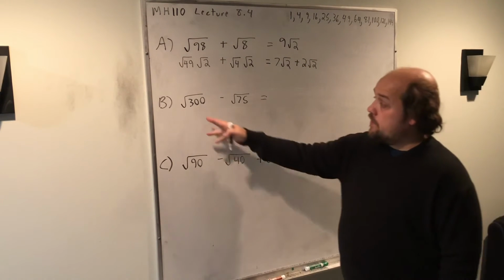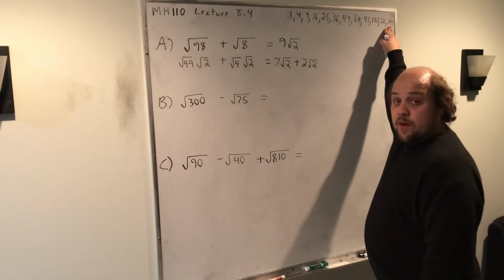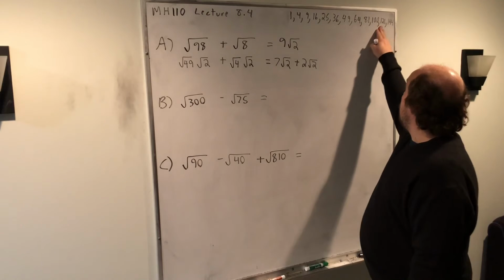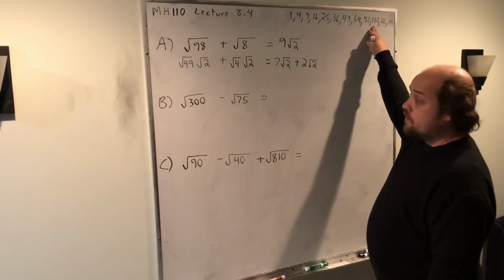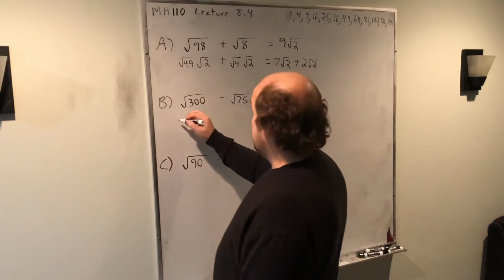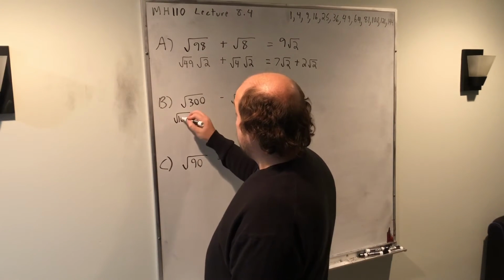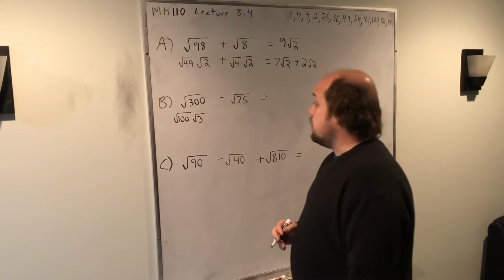For B, if I look at 300, I'm going to start with 144. 300 divided by 144 doesn't give me a whole number. 300 divided by 121 doesn't give me a whole number. 300 divided by 100 does. It gives me 3 times 100. So I'm going to break this down into the root of 100, which I know to be a perfect square, times the root of 3.